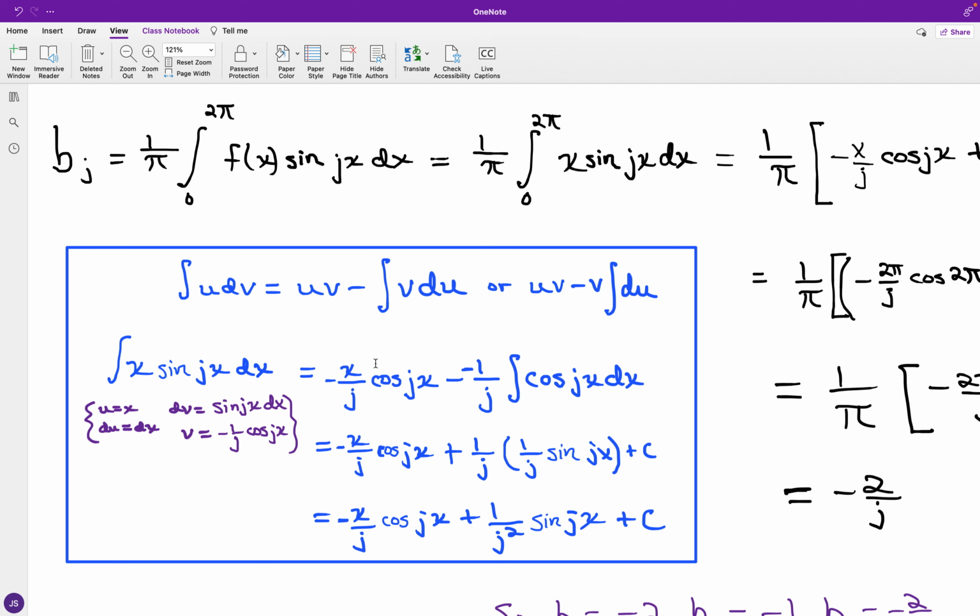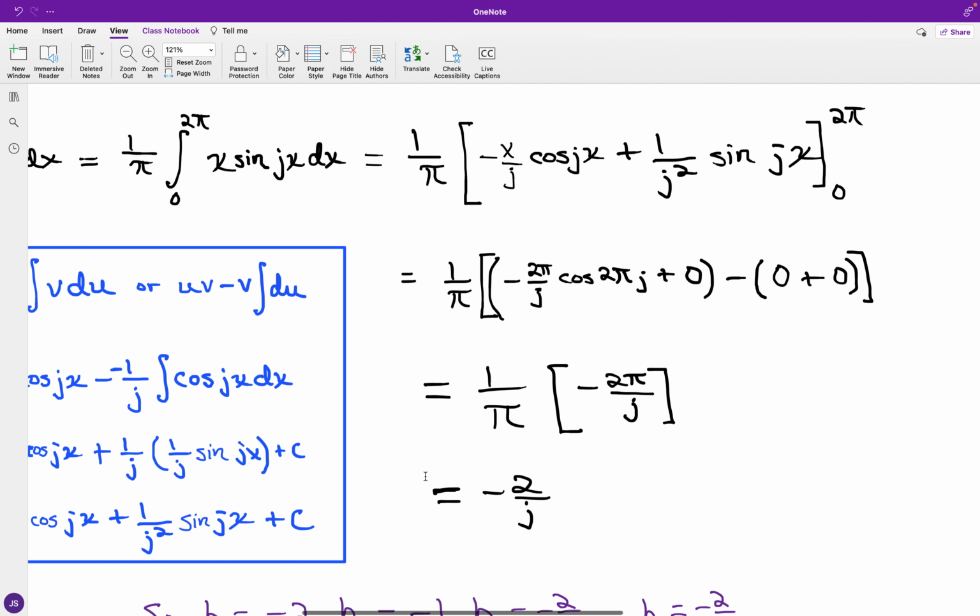Following through, uv translates to negative x over j times the cosine of jx, and then we have subtracting a negative, which is going to translate to plus 1 over j times the integral of the cosine of jx dx, and the antiderivative is 1 over j sine of jx. Following through, we're going to have the result with the terms negative x over j cosine of jx plus 1 over j squared sine of jx plus c, and then just transporting what we have into the numerical integration.